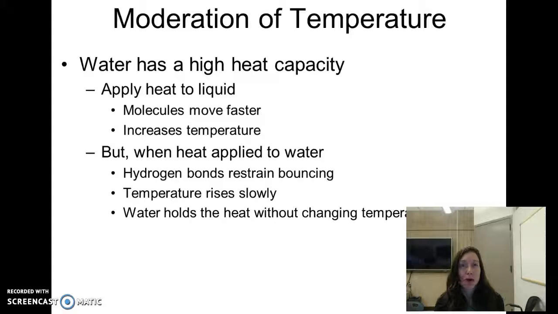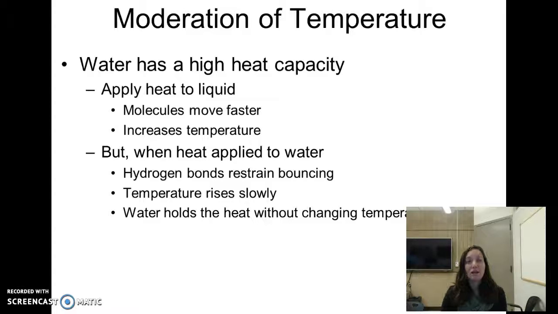The four main properties of water are that water is cohesive, that water moderates temperature, water is a good insulator, and water is a good solvent. I'm here to talk to you about moderation of temperature today because I think this is the most complicated property of water. It has to do with hydrogen bonding.